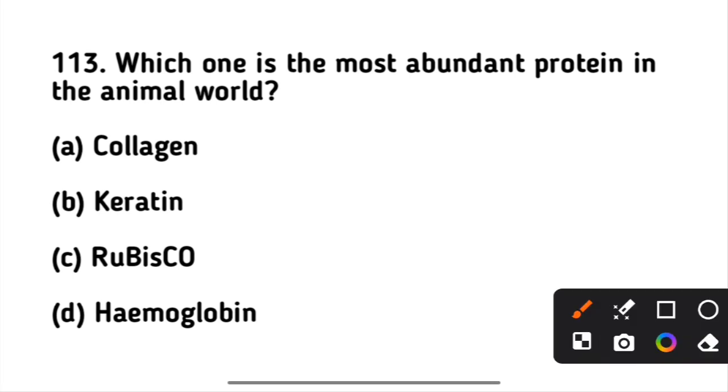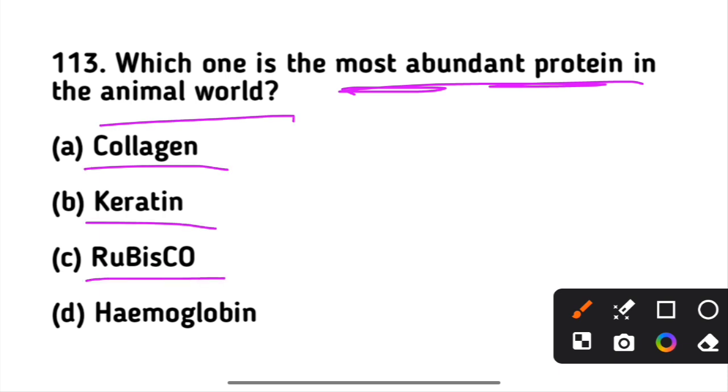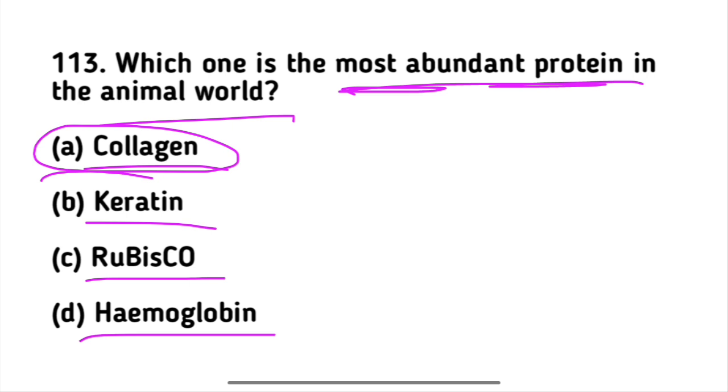Next, which one is the most abundant protein in the animal world? Collagen, keratin, rubisco, hemoglobin. Option A is correct, collagen.